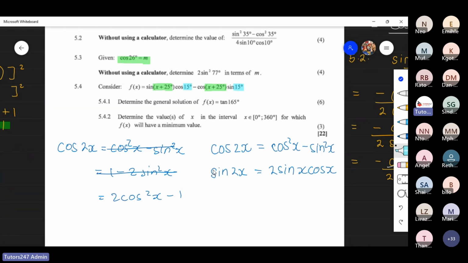But there were 3 items of importance that we needed to know when discussing general solution. The first being, what quadrants are those items positive in? What was our reduction formula? And we needed to know how to obtain a reference angle. So those were the 3 important pieces of information that we needed. So let us now try to solve 5.4.